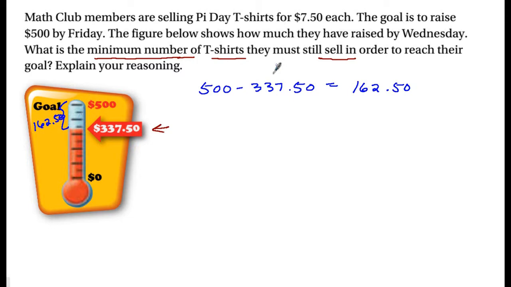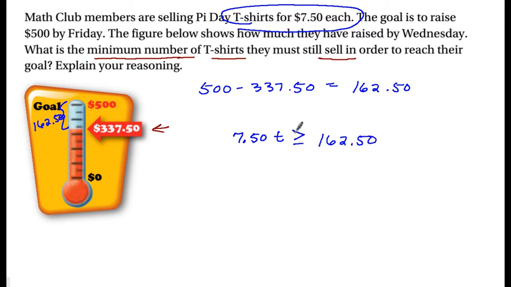Now each shirt costs $7.50. So we make that $7.50 per t-shirt, times t, and we want to raise at least the amount we need, which is $162.50. So I want to make more than or equal to $162.50. Now here's our inequality. What we're going to do is solve for t. First, we want to get rid of the 7.5 in front of the t, so on both sides we're going to divide by 7.5.